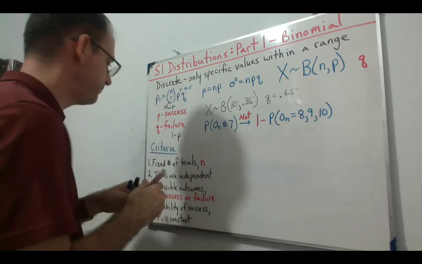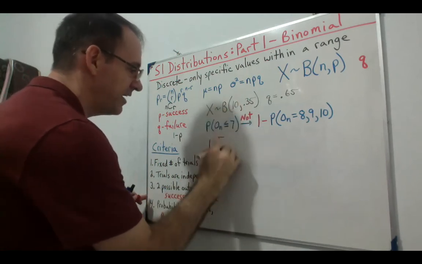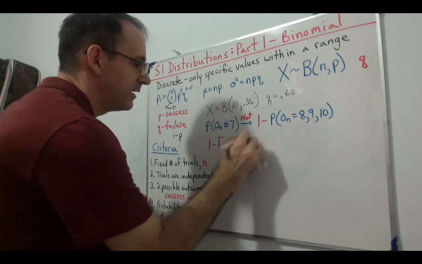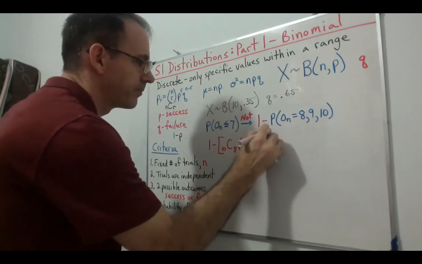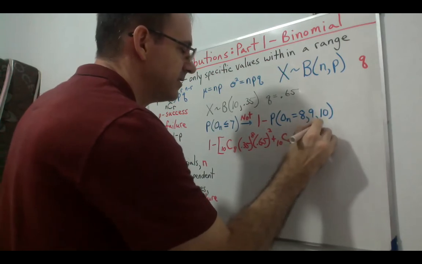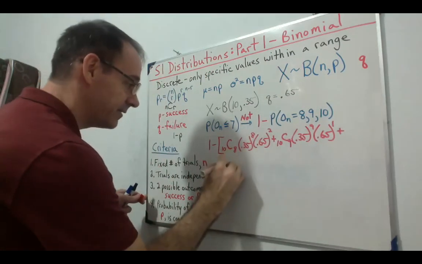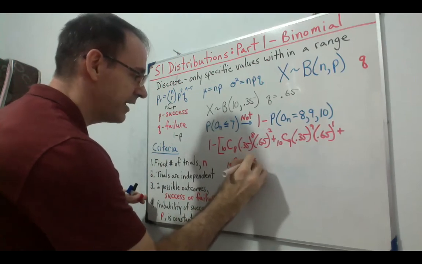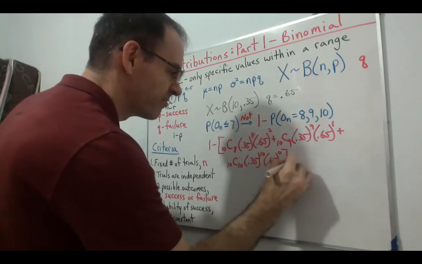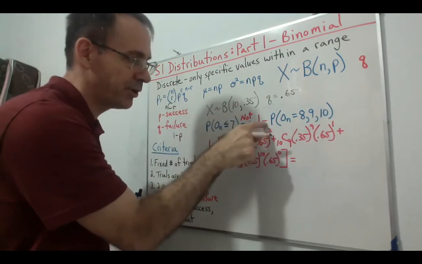Now we can set this up. 1 minus NC, so our N is 10, C8, with the probability of success of 0.35. 8 successes, 2 failures, plus 10C9 with 9 successes and 1 failure, plus, I'll put it down here, 10C10 with all 10 successes and no failures. And this is, again, the not part. That's why I wrote it here, not, and also put 1 minus.